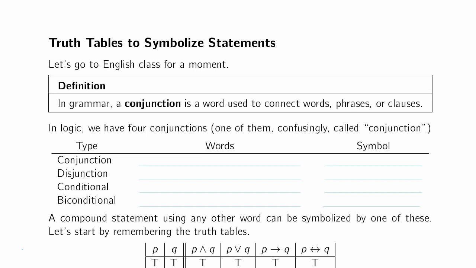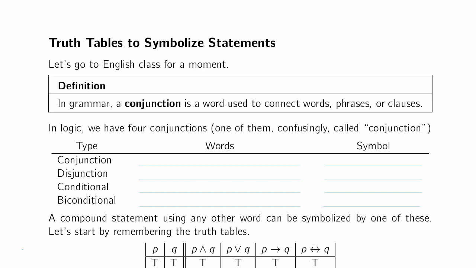Okay, let's go to English class for a moment. In English, and more generally in natural languages, we have a grammatical word type called a conjunction. Now, most of you are too young to have watched Schoolhouse Rock, but if you had, you would immediately be thinking, conjunction, junction, what's your function? And its function is to connect words, phrases, or clauses.